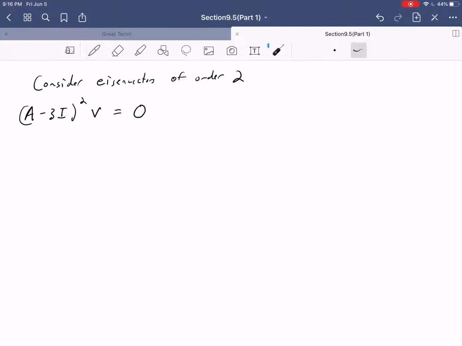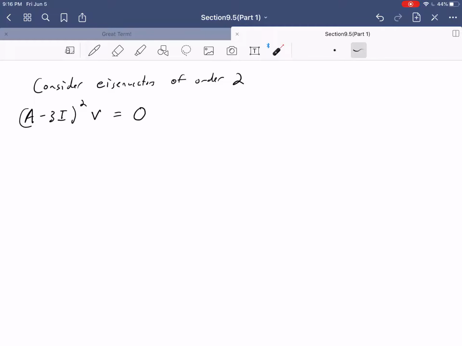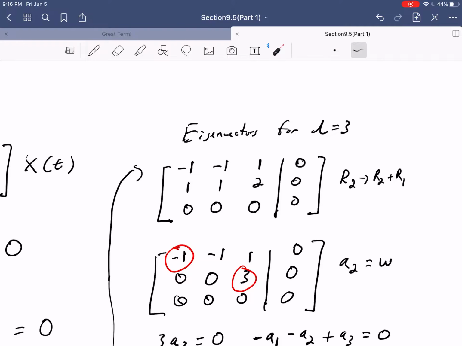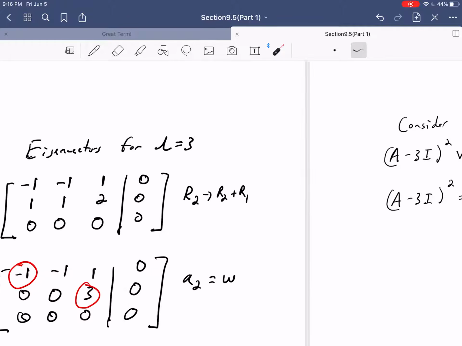Now, of course, to be an eigenvector of order 2, we would need this to be true, and we would need (A minus 3I) times v to not be 0. But we can worry about that later. Let's just start by finding the potential eigenvectors of order 2. So we probably first need to know what (A minus 3I) squared is. Well, we already did A minus 3I. It's this thing right here. So we just need to multiply that with itself.